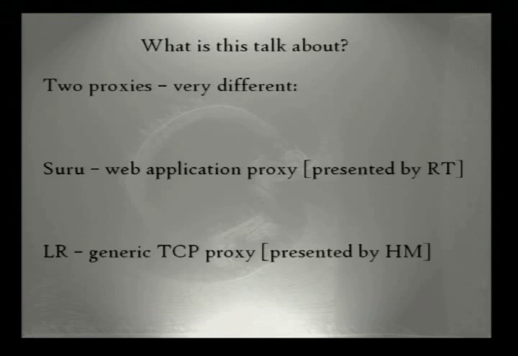So the talk is about two different proxies. I know most of you here have got a bit of a headache from the 303 party last night, so I'll try to keep it brief and to the point. We're talking about two proxies, and they're very different proxies, so don't get confused. The first is called Suru, which I'm going to speak about, which is a web application proxy. It's kind of man in the middle, the same as things like the AtStake web proxy, WebScarab, those kind of things. And then Haroon, next to me, is going to speak about LR, which is a generic TCP proxy. So it's totally different things, and totally different people.